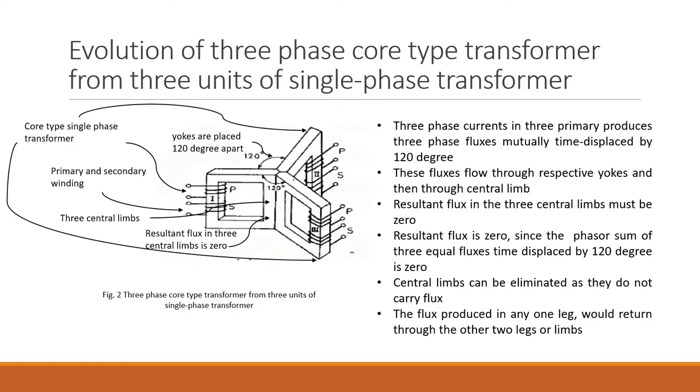So the question will come: earlier we said that the flux is generated, suppose you are considering the first transformer, it is generated here and the return path would be through the central limb. So what would be the return path? There are 2 other legs apart from the one you are considering. So the return path can be through the other 2 legs or 1 leg. So there is no need of the central limb, it can be removed.